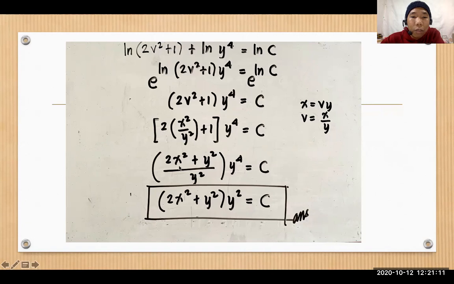Then this is 2x squared plus y squared over y squared. And as you can see here, y raised to 4 divided by y squared is equal to y raised to 2, or y squared. So this is now your final answer: 2x squared plus y squared, times y squared, equal to c. Okay, so any question here?